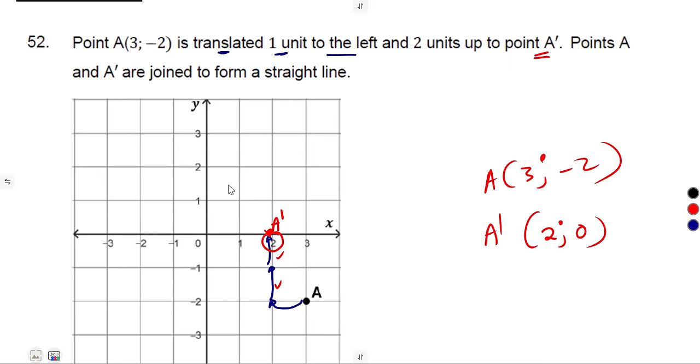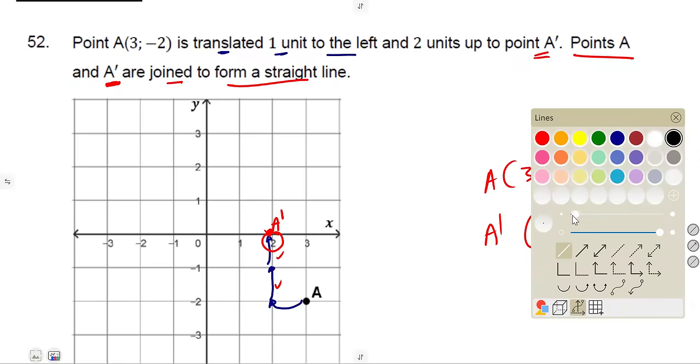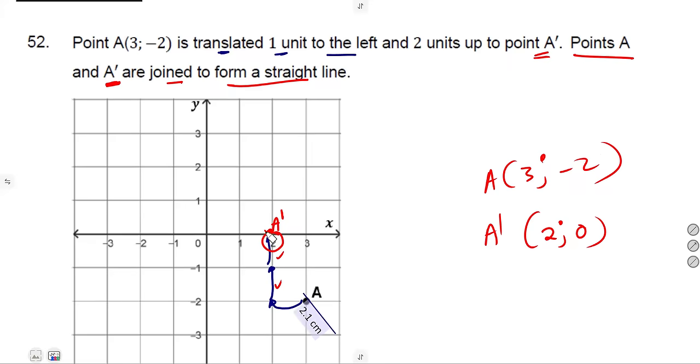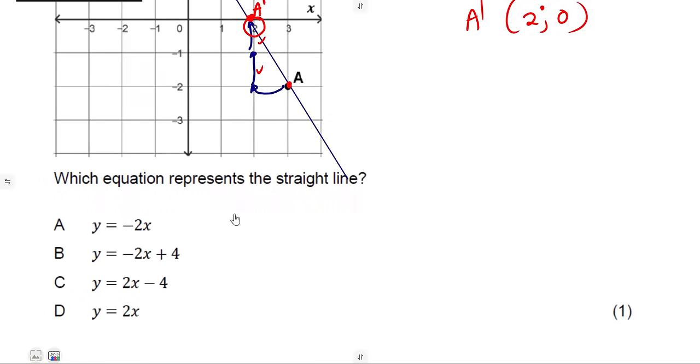Then they are saying these points, point A and its image, are joined to form a straight line. So we joined these 2 points, the one that was originally given and its image A bar, we joined them. And when we joined these two, a straight line definitely is what is formed. This is what they are saying. The A to its image A bar, they are joined to form a straight line. Which equation represents the straight line?